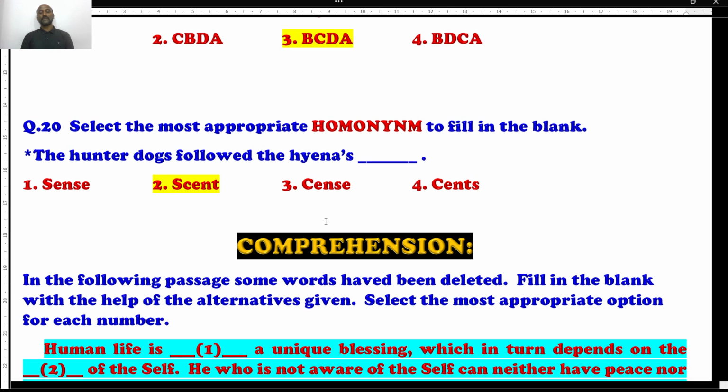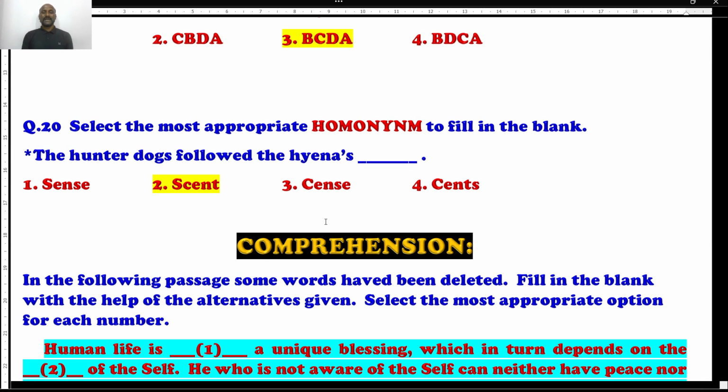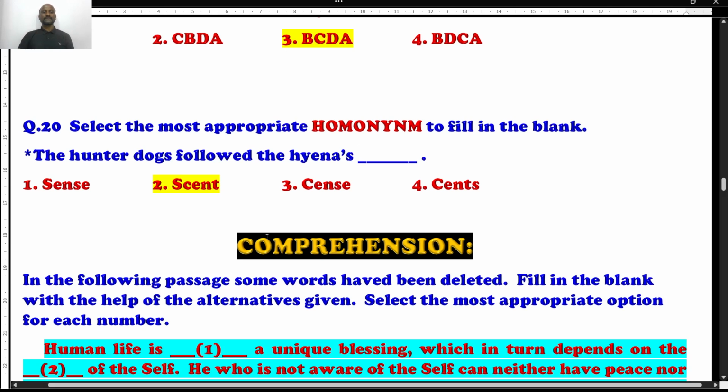The hunter dogs followed the hyena's scent. How did they follow? The hunter dogs found the hyena's scent. Scent is nothing but the smell of the hyena, the smell of the physical body of the hyena. Well, it is not sense, it is not C-E-N-S-E sense, it is not C-N-T-S sense. They are not collocating. The hunter dogs followed the hyena's scent is going to be the right answer.